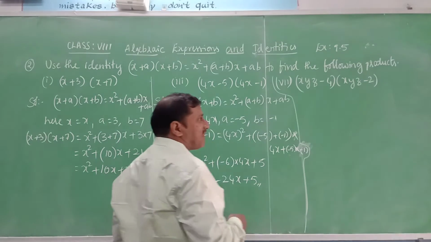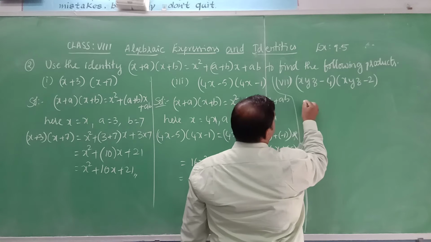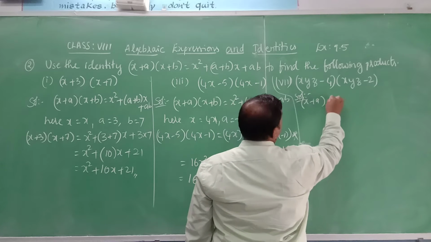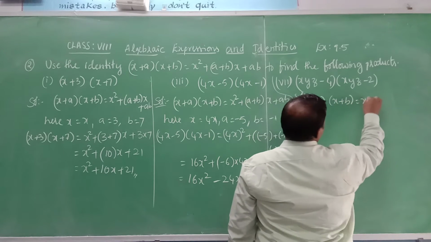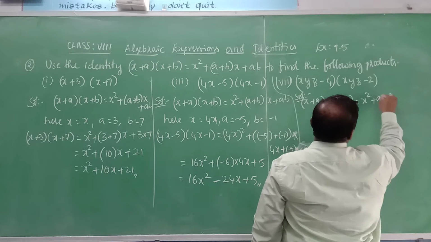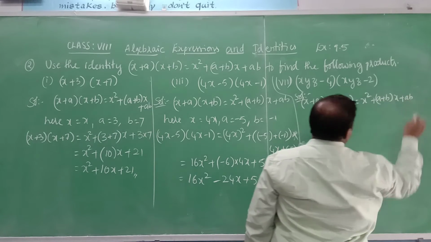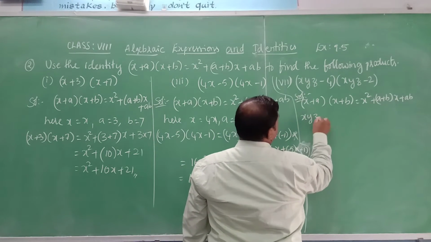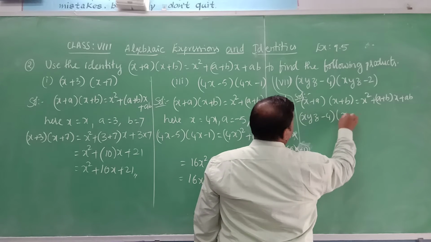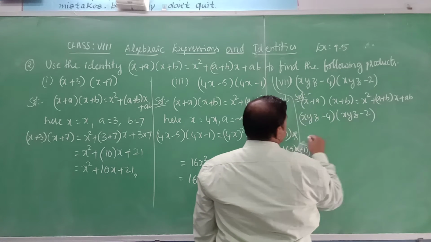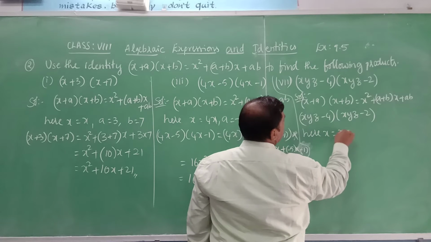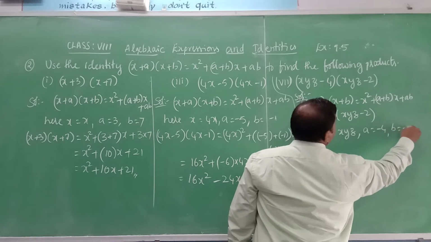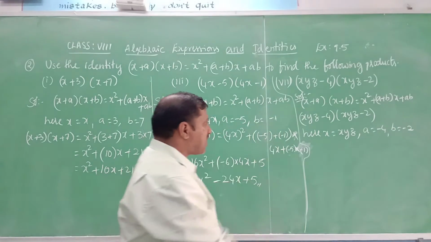Now see here the seventh question. Here the identity is x plus a into x plus b, that is equal to x square plus a plus b into x plus a into b. Now here the question is xyz minus 4 into xyz minus 2. So here x is equal to xyz, and a is equal to minus 4, b is equal to minus 2. Now substitute in that formula.